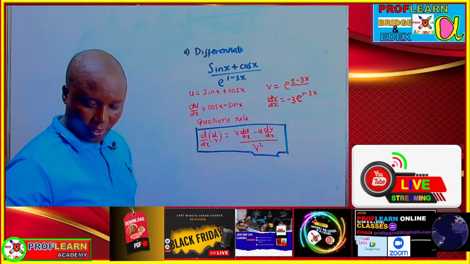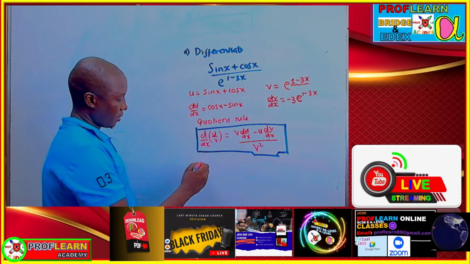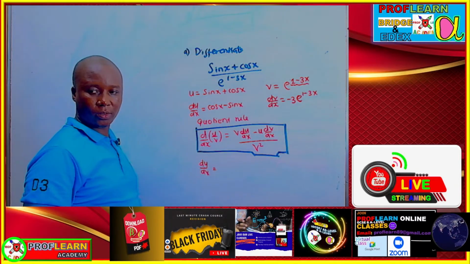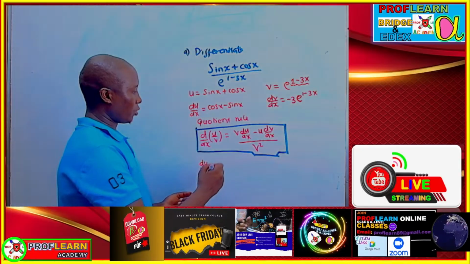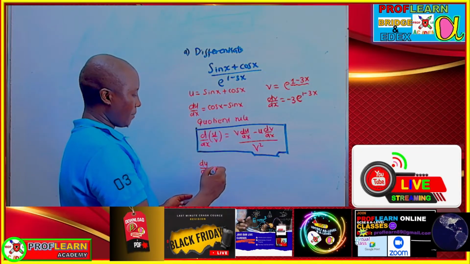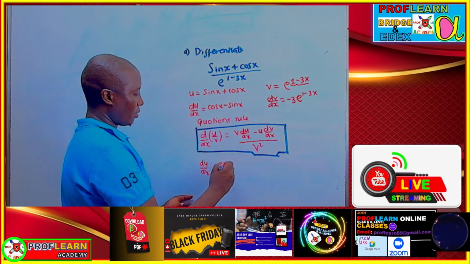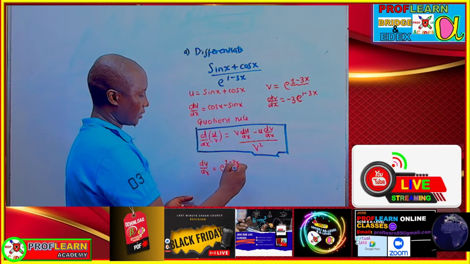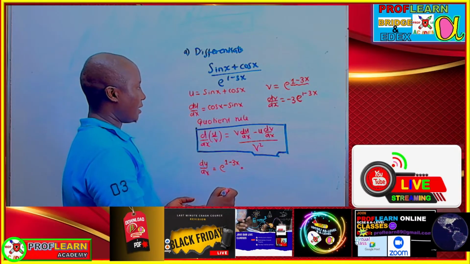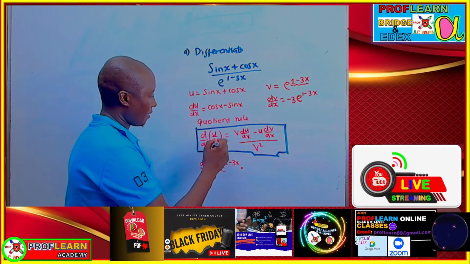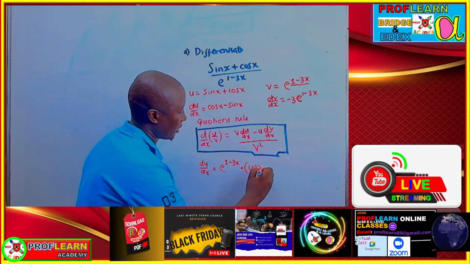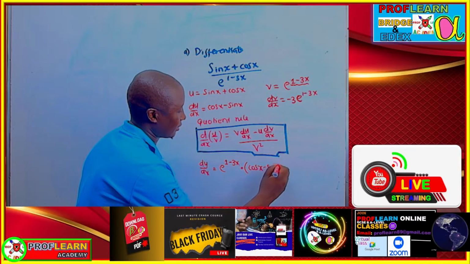So our expression now will be dy dx. This is going to translate to v du dx. V, remember, was e to the power 1 minus 3x, times du dx. Du dx is cos x minus sin x.